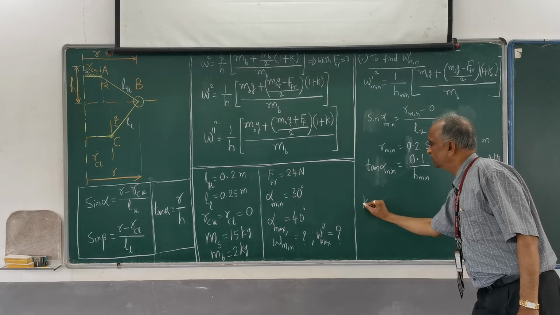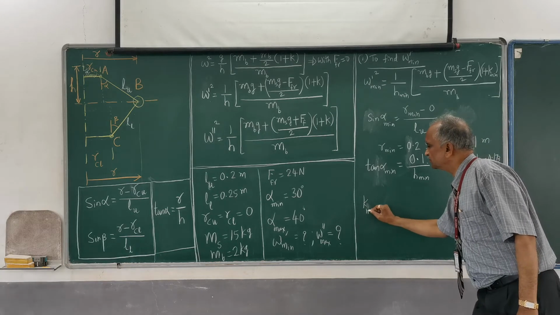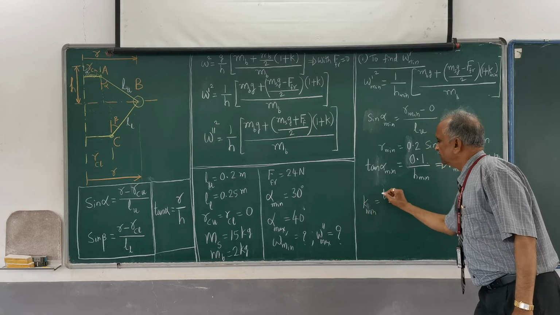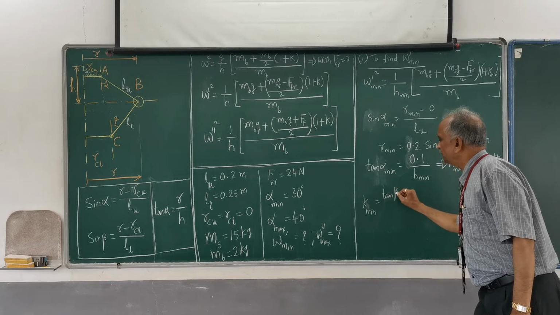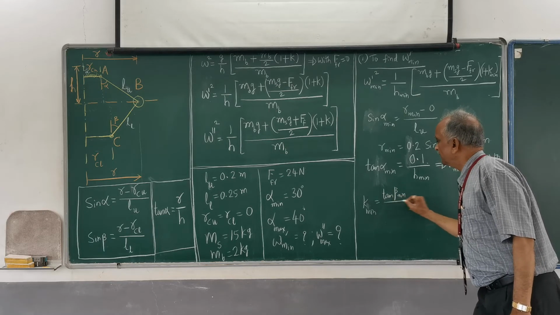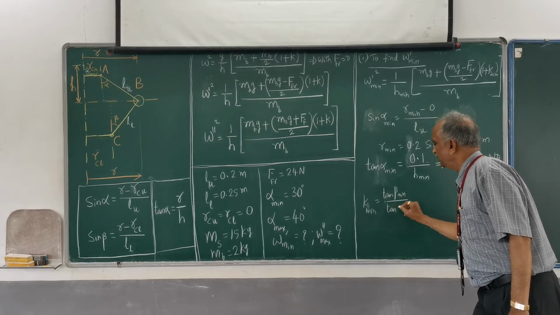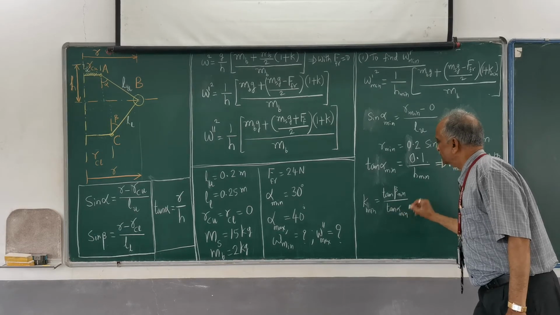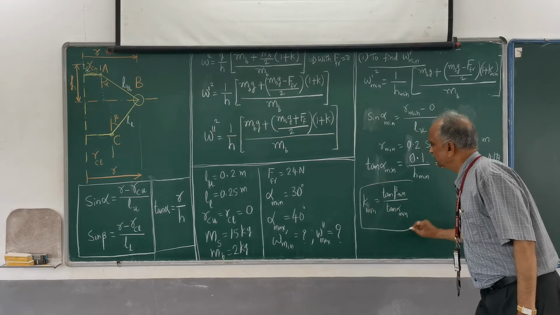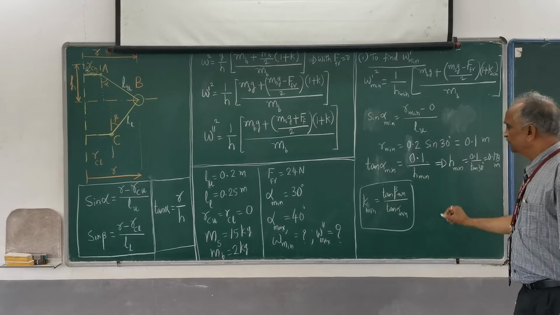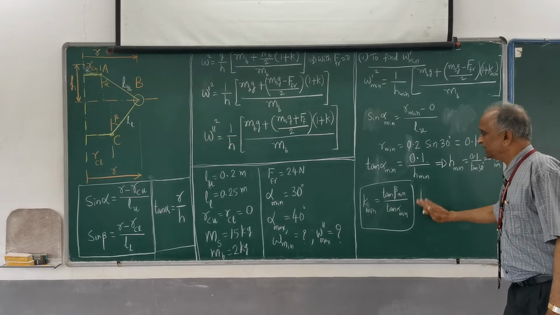K minimum is what? K minimum is tan beta minimum divided by tan alpha minimum. So this is how you can find out K minimum. Therefore, first I need to find out beta minimum.